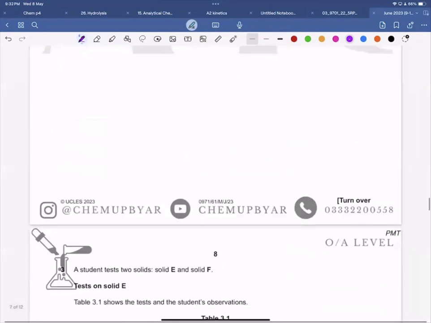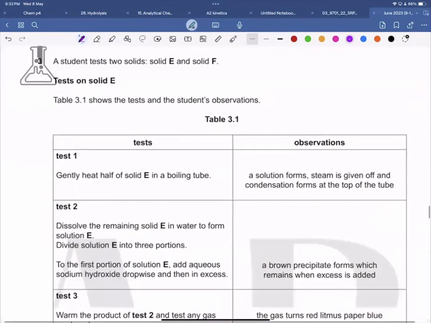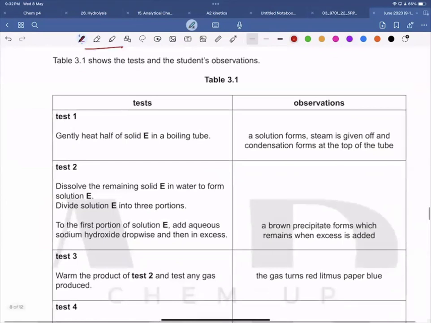Now we have to start question number 3. A student tests two solids, solid E and F. Test on solid E. So you are given the table. You can compare with the table and then identify the things. Gently heat half of solid E in the boiling tube. A solution forms. Steam is given off and condensation forms at the top of the tube.